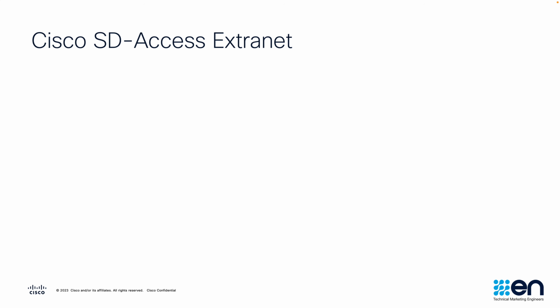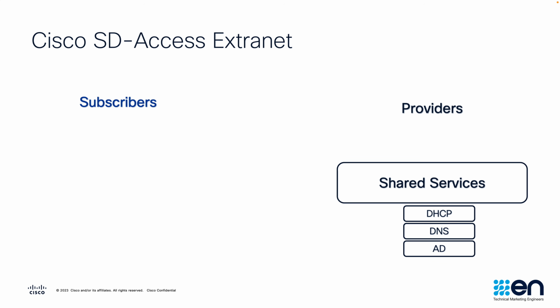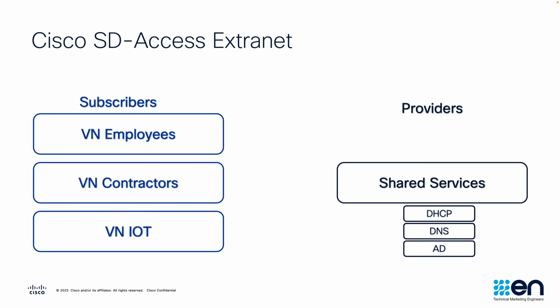This is achieved with two key terms called providers and subscribers. Providers, as the name suggests, or a provider virtual network, refers to entities or systems that offer services like shared services or internet access. These services encompass a range of commonly used resources such as DHCP, DNS, and general internet connectivity. And the subscribers, or a subscriber virtual network, contains the hosts, endpoints, and devices needing access to those shared services.